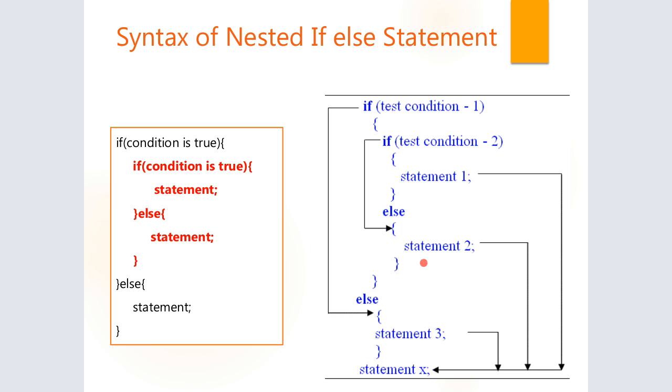This condition 1 is supposed to be executed before condition 2 can be checked. So meaning if condition 1 is false, even if condition 2 is true, statement 1 cannot be executed. Okay, so if condition 1 is false, the whole of this will not be executed. The whole of that will not be executed.